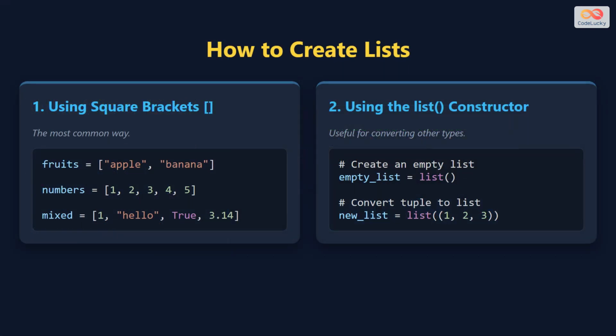There are two main ways to create a list. The most common method is using square brackets. Simply place your items inside brackets separated by commas. Alternatively, you can use the list constructor, which is particularly useful when converting other data structures like tuples into a list.